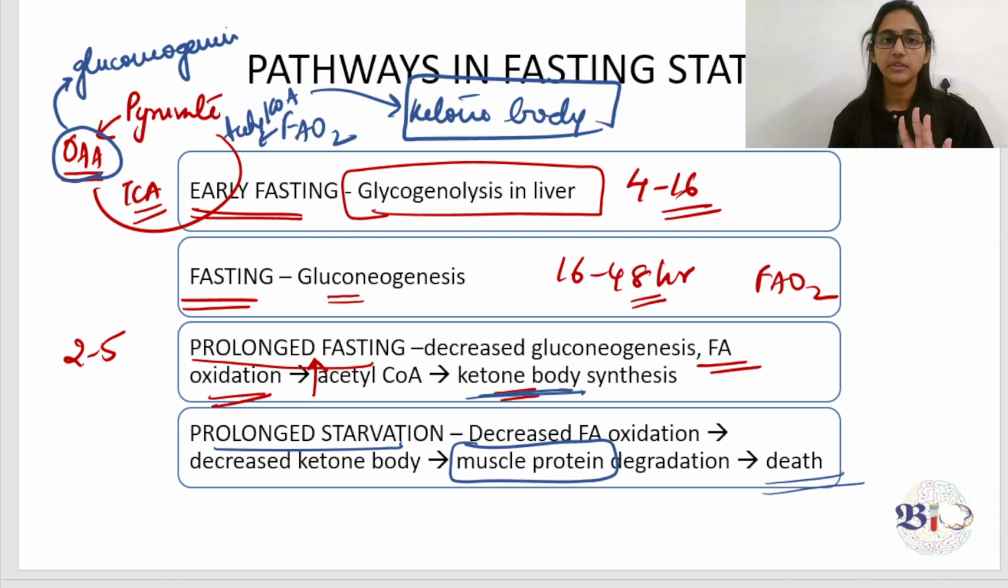So what are the four different phases? Early fasting, in which the liver glycogenolysis pathway is active. Fasting state, in which the gluconeogenesis pathway is active. Prolonged fasting, in which fatty acid oxidation and ketone body synthesis are active. Then the prolonged starvation phase, in which muscle protein degradation is active. It's not that just one pathway is active in one period. The predominant pathway which will be active is what I have mentioned.